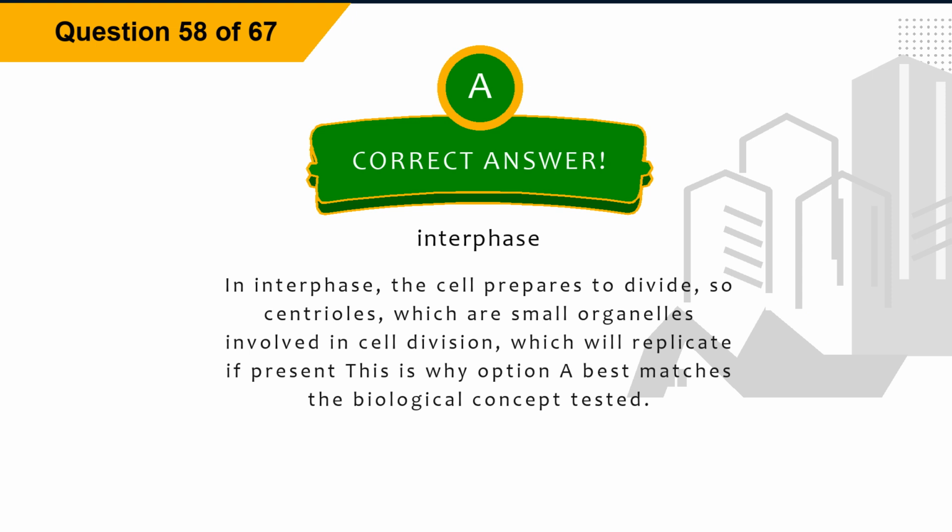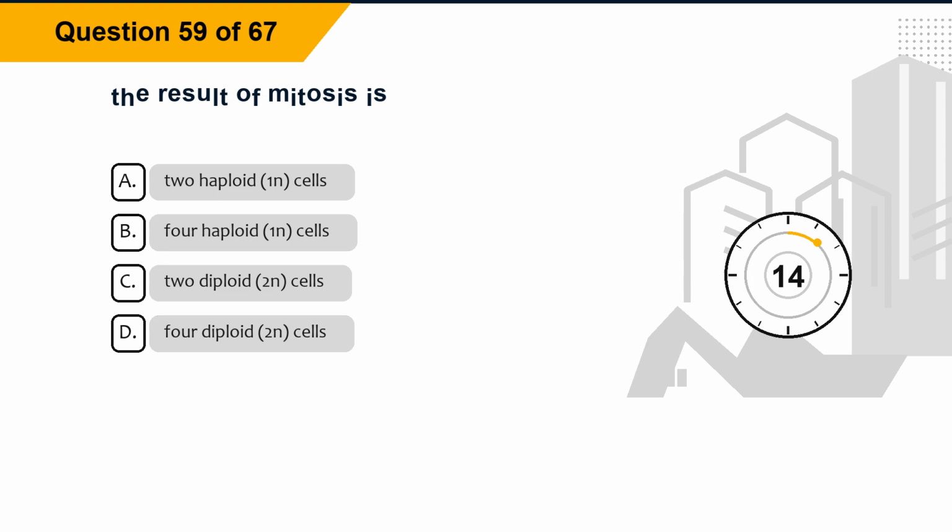In interphase, the cell prepares to divide, so centrioles, which are small organelles involved in cell division, will replicate if present. This is why option A best matches the biological concept tested. Question 59. The result of mitosis is option A, 2 haploid, 1N, cells.